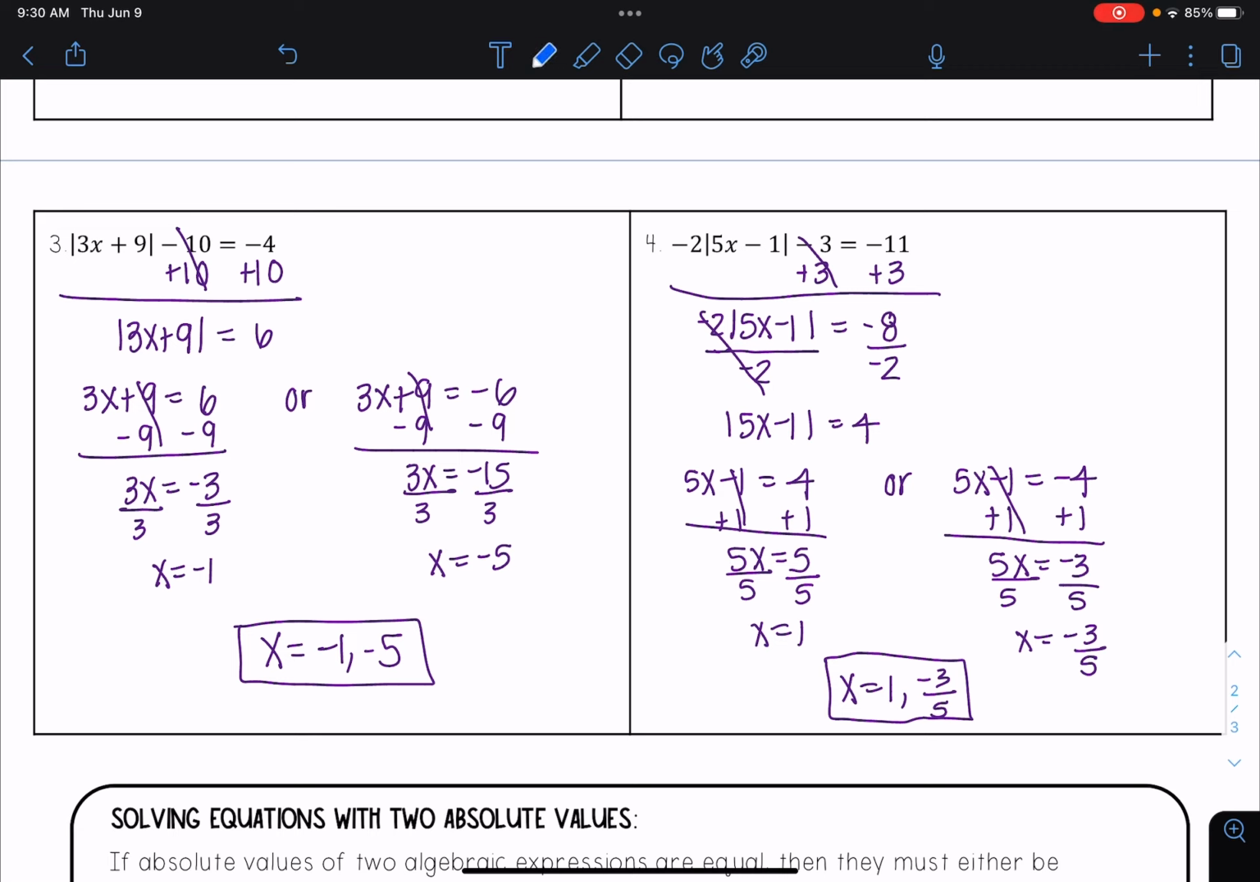So when solving these, you really want to compare it to if you were just solving a normal equation. But now, instead of just having an x there that we're isolating, we have an absolute value. So you can compare this process to if we were solving -2x minus 3 is equal to -11, where we first add the 3 and then we divide by the -2. You want to follow those same steps.